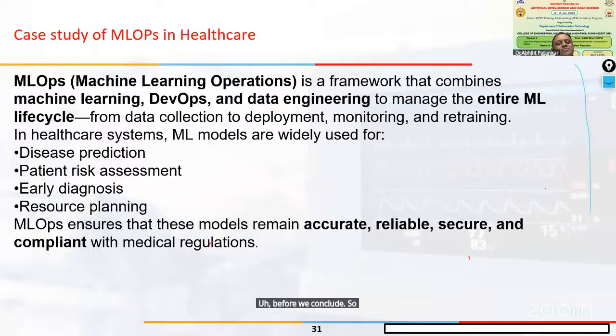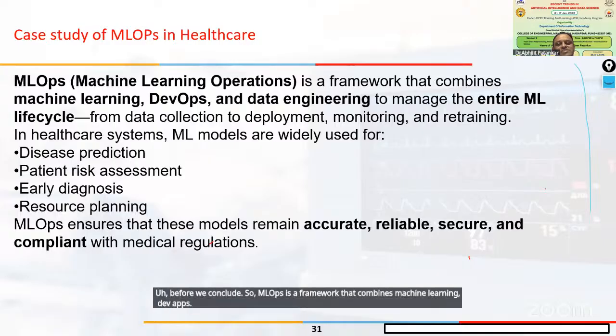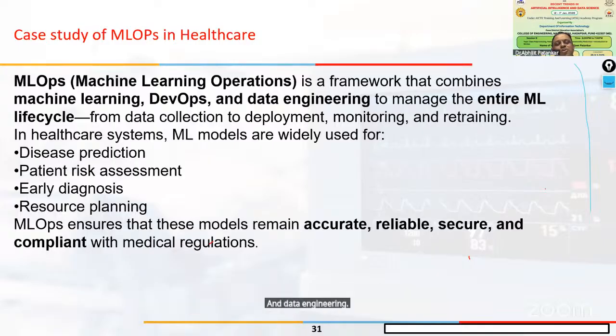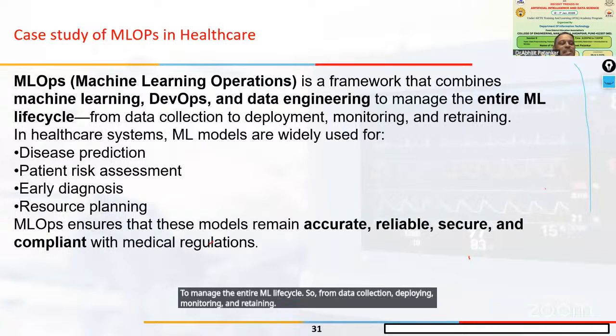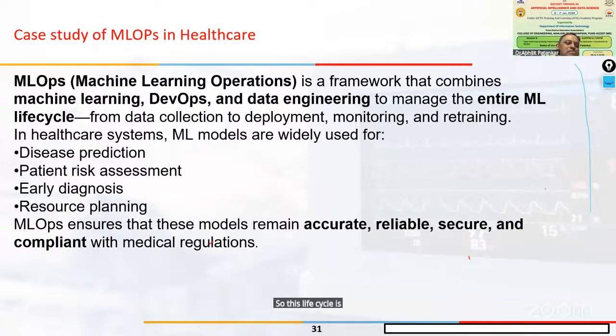So MLOps is a framework that combines machine learning, DevOps, and data engineering. So this is a combination, as we learned, to manage the entire ML life cycle: from data collection, deployment, monitoring, and retraining. So this life cycle is completely managed by machine learning operations.